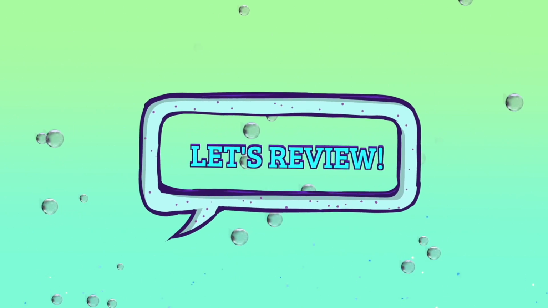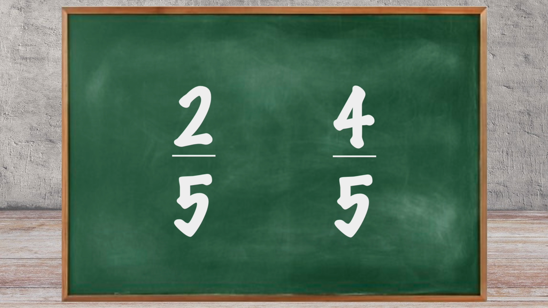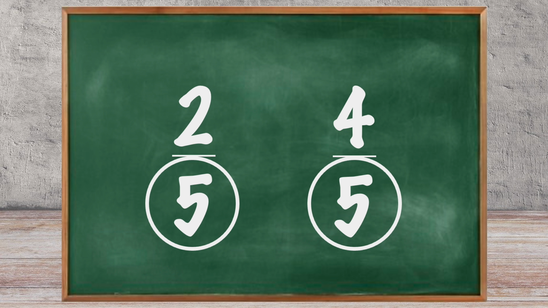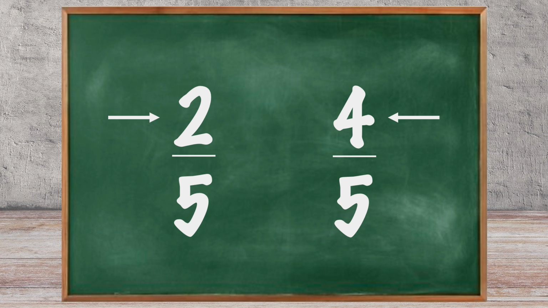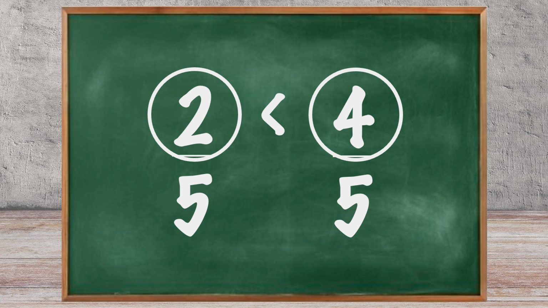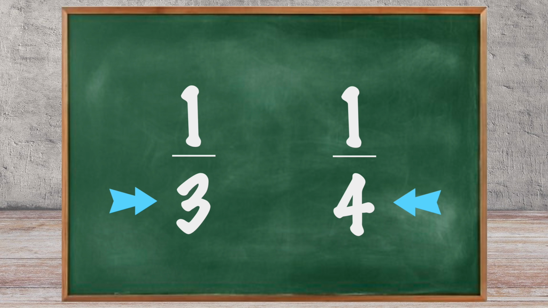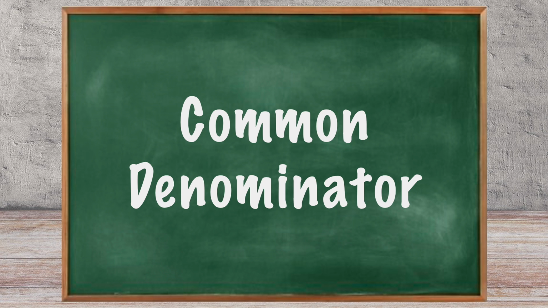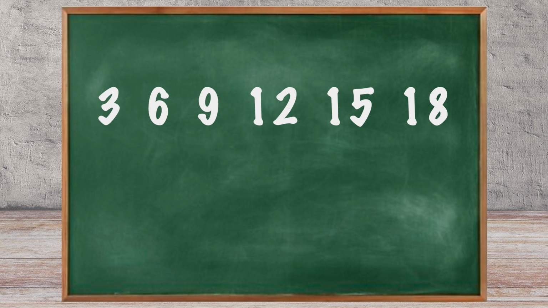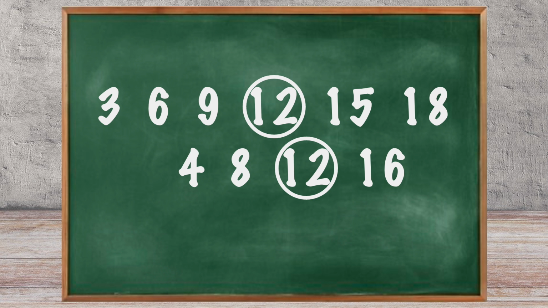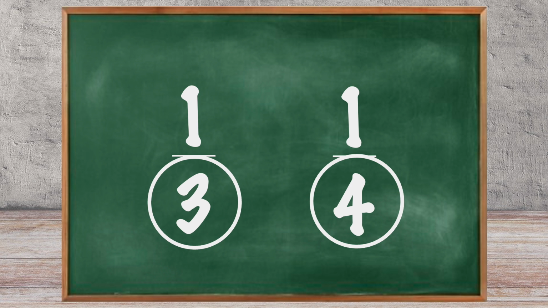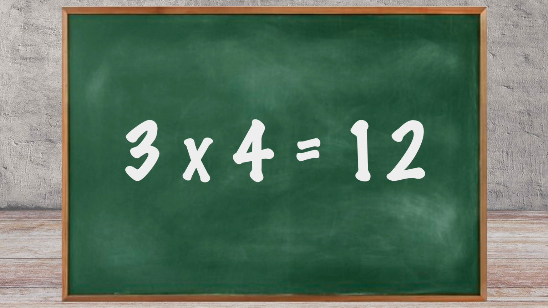Let's review what Emily learned today. If the two fractions have the same denominator, compare the numerators. The fraction with the larger numerator is the larger fraction. If the two fractions have different denominators, find a common denominator. List the multiples, skip count, and compare, or multiply the two denominators together.